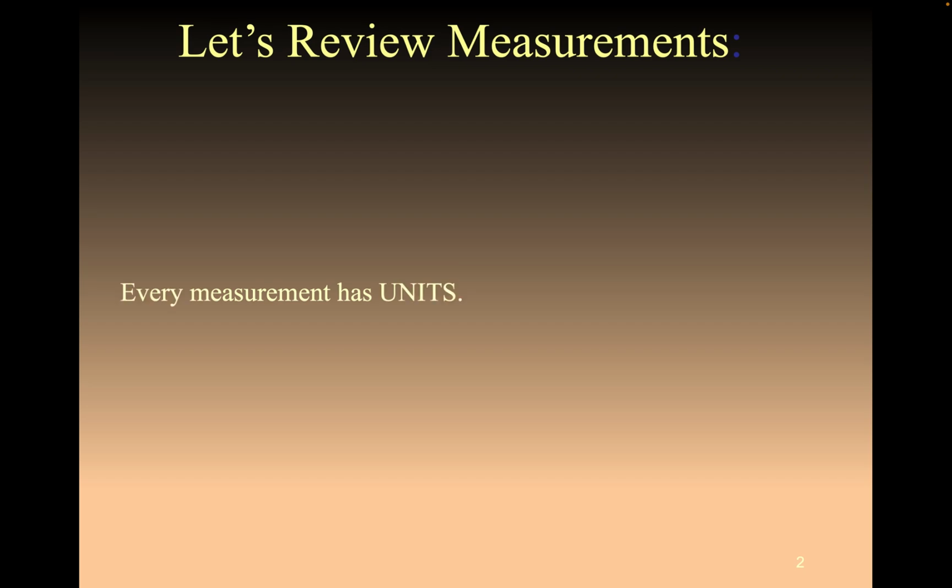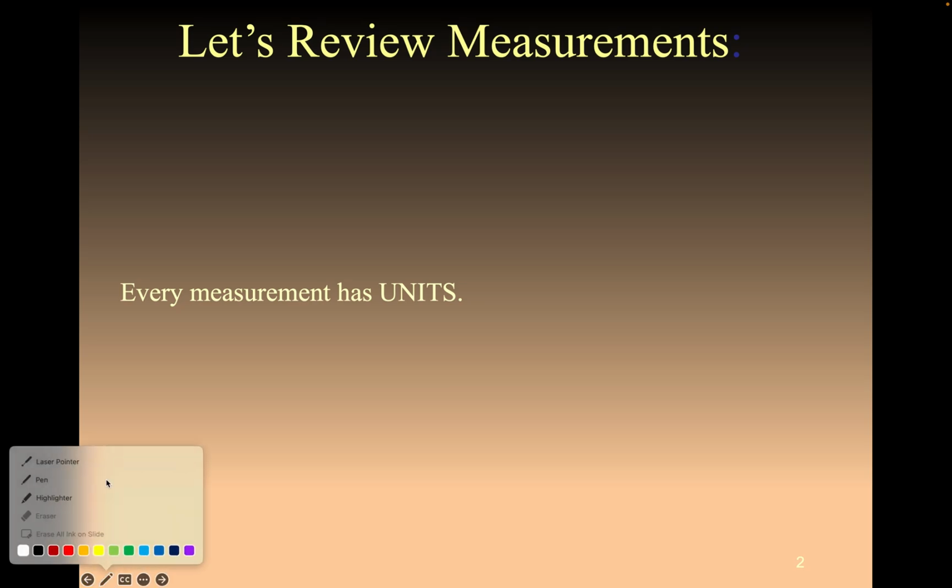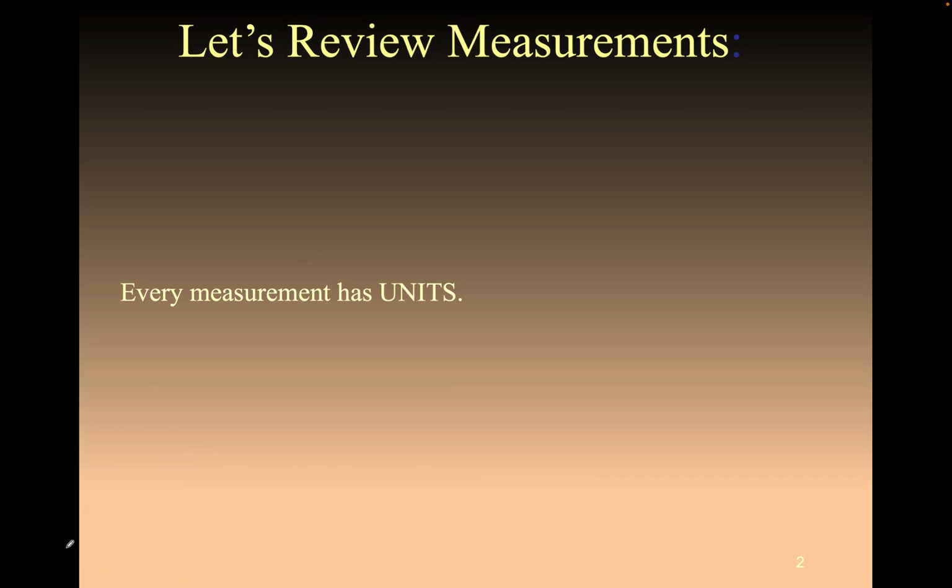Let's start. Every measurement has units. We know that there are two standard ways of representing the units: either the MKS system or the CGS system. MKS means meter, kilogram, seconds. Similarly, we have CGS, centimeter, grams, and seconds, as a way of measuring the units.